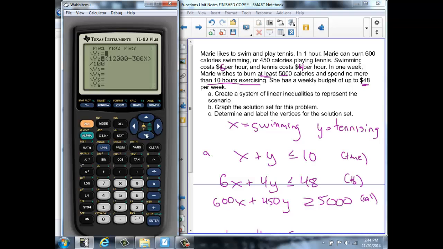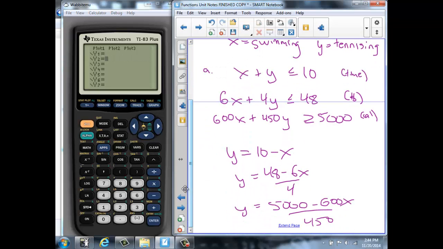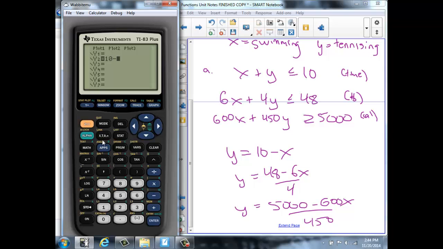Okay, so let's plot these. Does anyone have any questions as to how I made those equations, by the way? The whole subtract the x, divide by the leading coefficient? Okay. So one is 10 minus x.